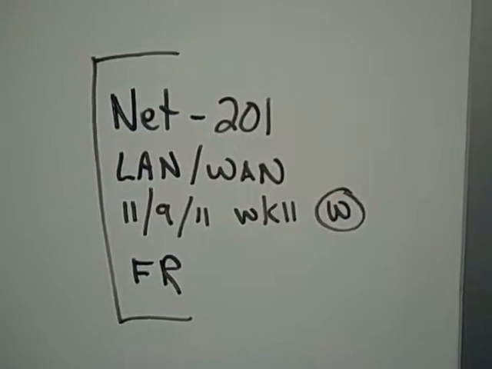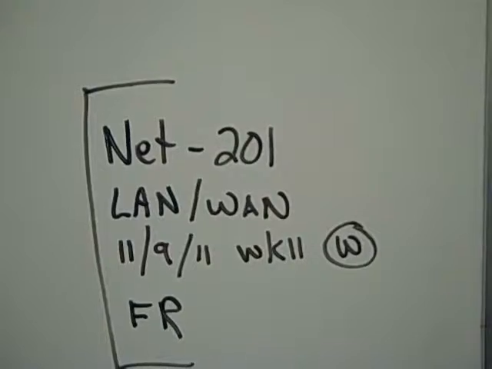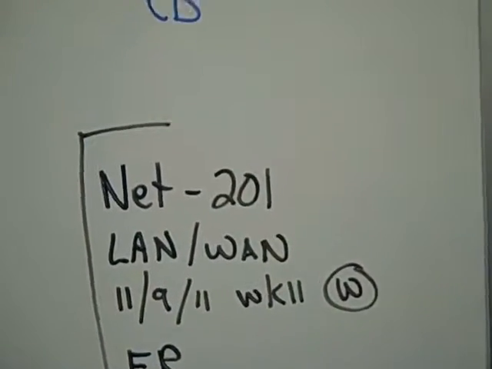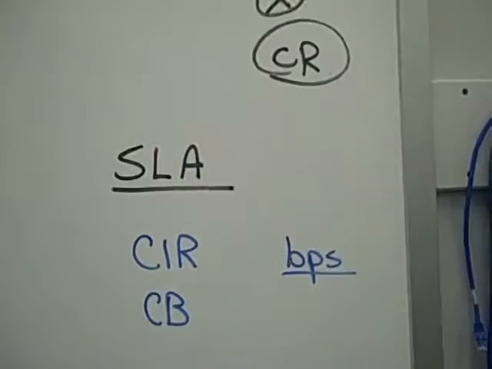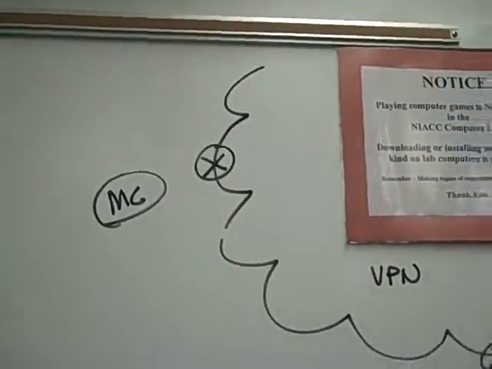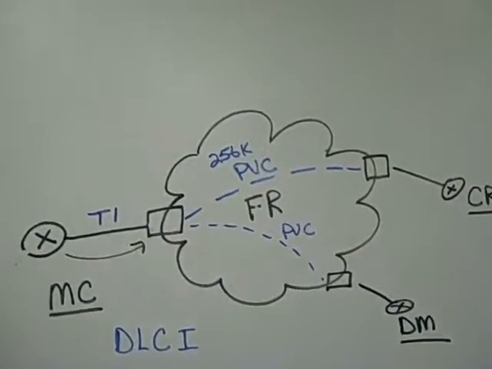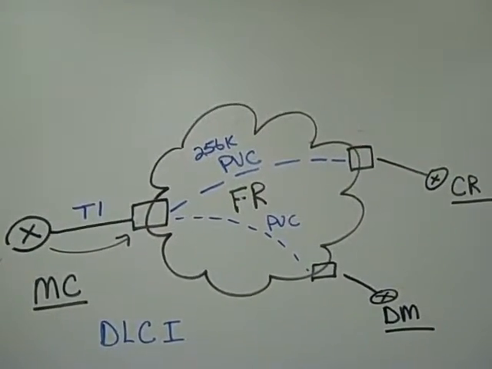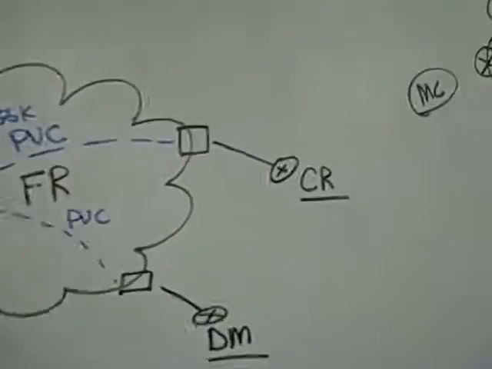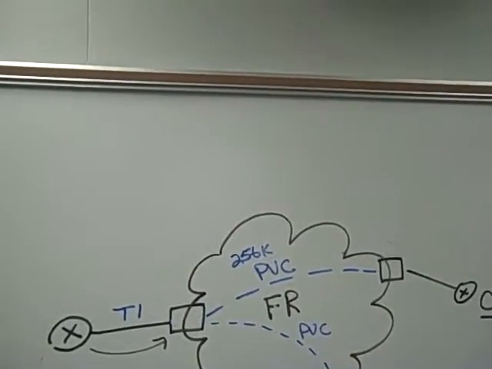LAN WAN, this is the 9th of November, week 11. This is Wednesday. We're not meeting on Friday. Talked a little bit more about service level agreements. We talked about frame relay. We compared it, they did a nice job today, to doing a VPN over the internet compared to setting up frame relay. And we talked about Mason City being the main site and connecting to, we used an example of Cedar Rapids and Des Moines, and creating our PVCs through there.